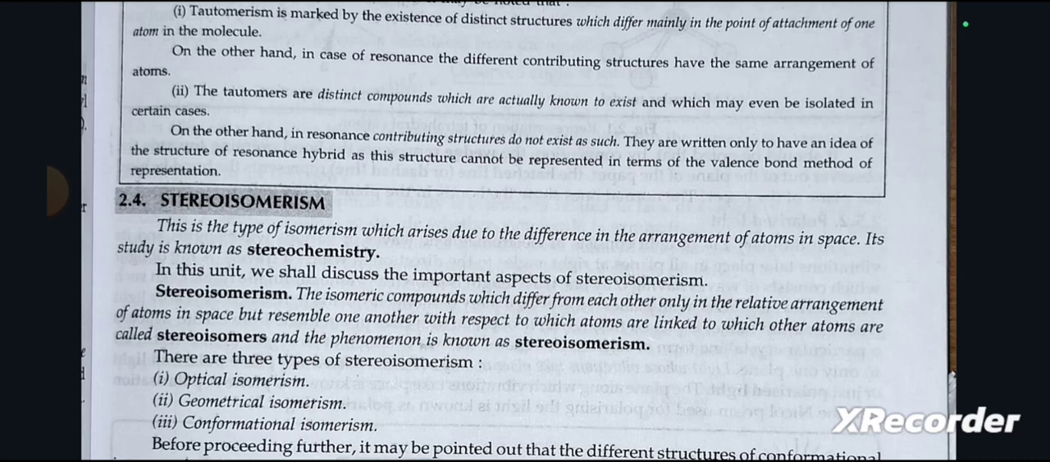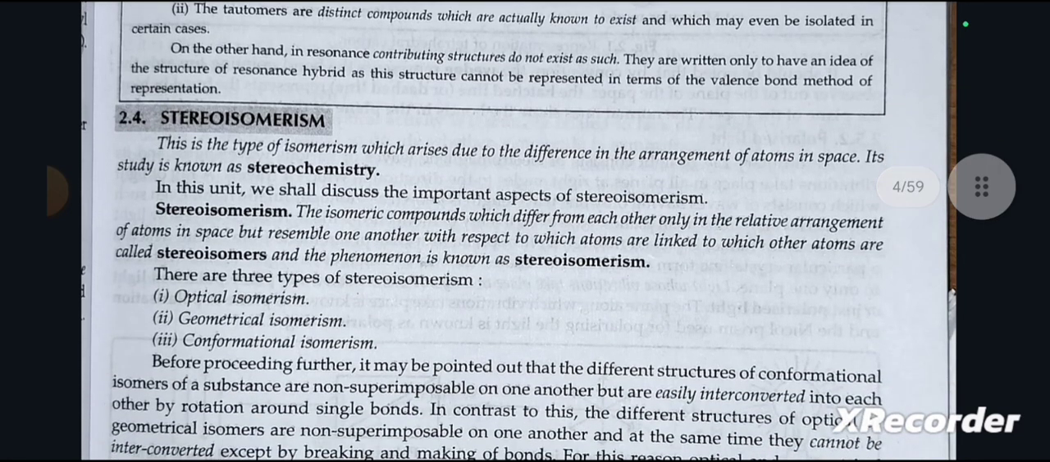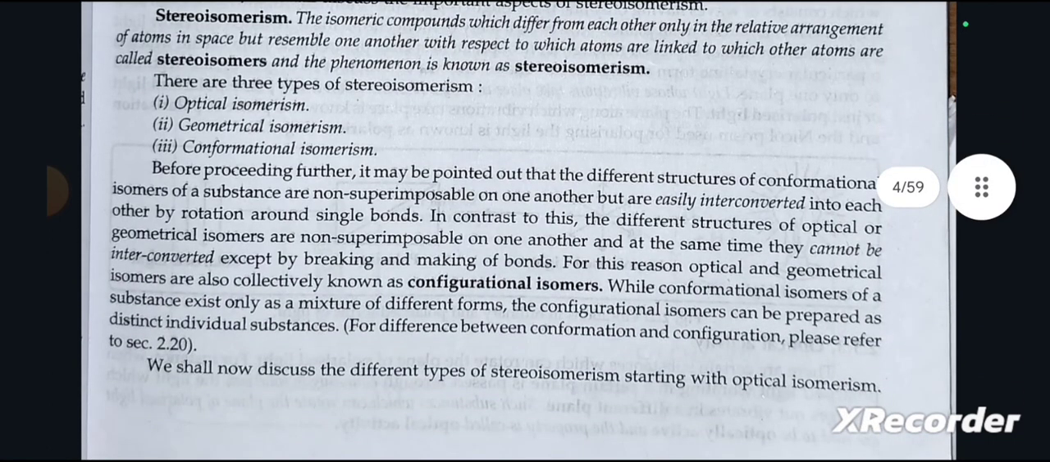Stereoisomerism: the isomeric compounds which differ from each other only in the relative arrangement of atoms in space but resemble one another with respect to which atoms are linked to which other atoms are called stereoisomers, and the phenomenon is known as stereoisomerism. There are three types of stereoisomerism. First, optical isomerism. Second, geometrical isomerism.